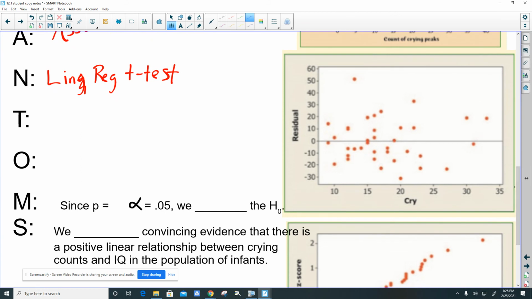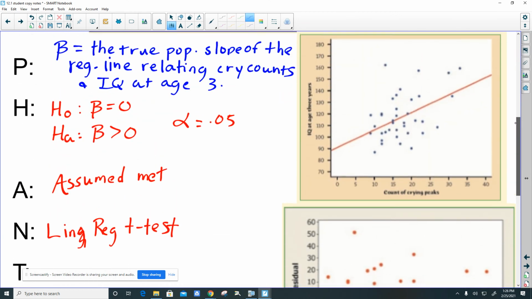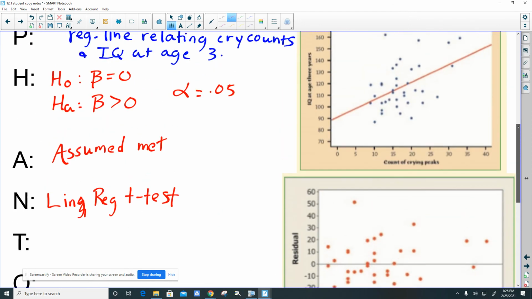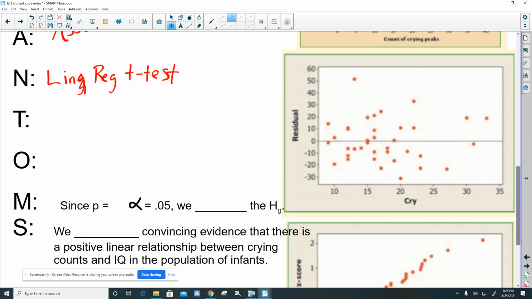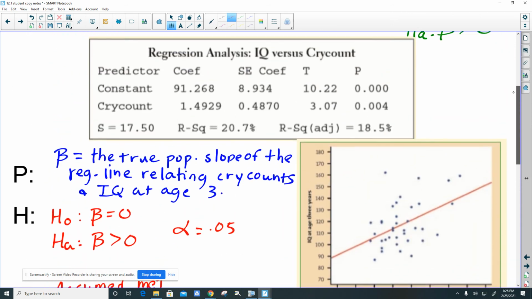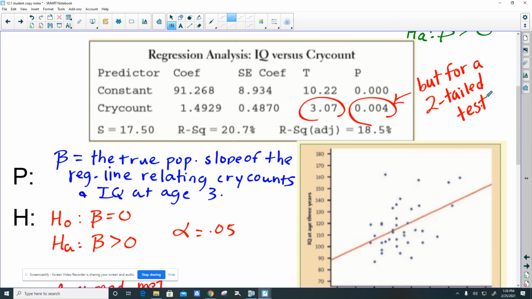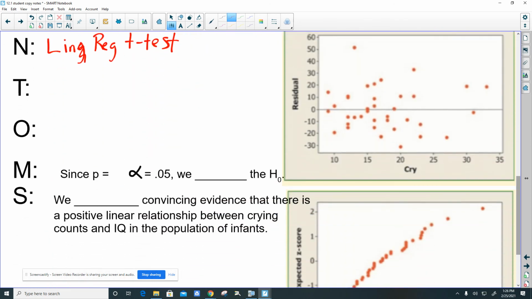Okay, so I need the t-score. I should be able to just grab the t-score. That's my test statistic right from the computer output. Right here is the t-score, and this is the p-value, but this is the p-value for a two-tailed test. This is not a two-tailed test, so we're going to need to cut that in half when we report it. So 3.07 is our t-score.